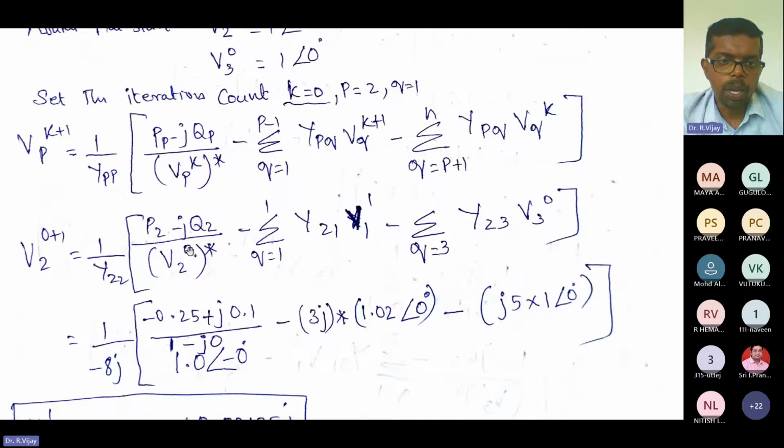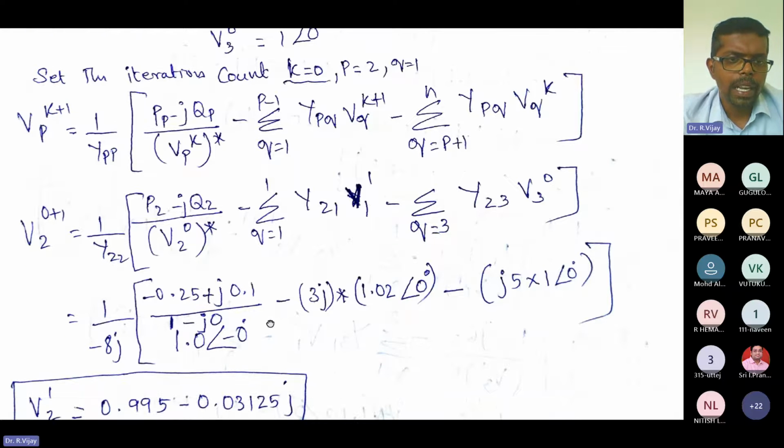This V2 naught star, you need to take as 1 minus j0. That is nothing but 1 at the angle of minus 0 degree. Minus 0 degree doesn't make much sense, so directly you can take 1. That's why in some books they have simply mentioned 1 here. Sometimes in some books they will not take this V2 naught star value itself, they will simply start with this value.